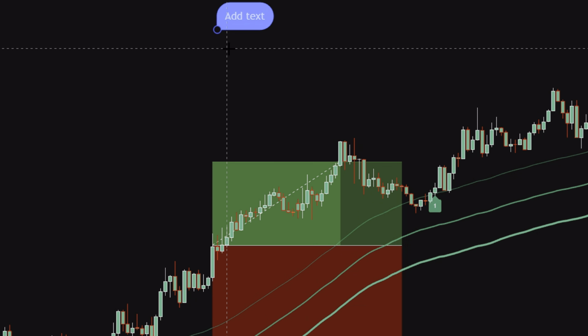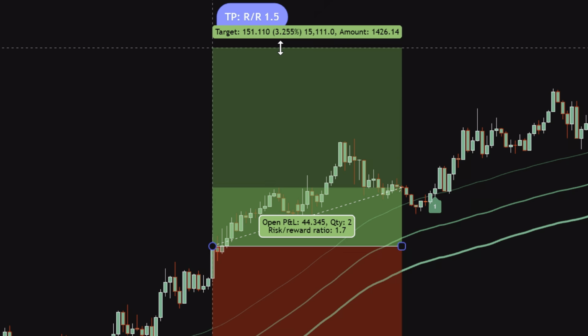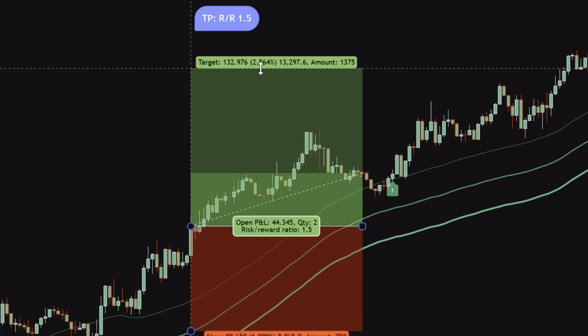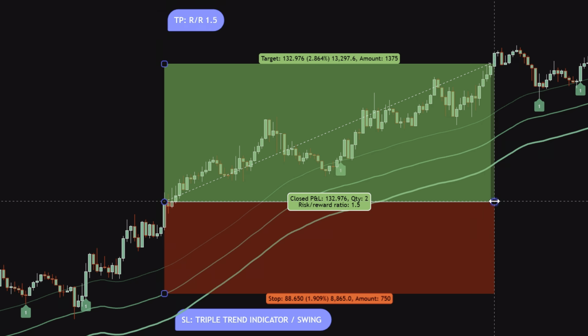For take profit, target 1.5 times your risk. This creates a favorable balance between reward and risk while keeping expectations realistic. The goal is not perfection. The goal is consistency.